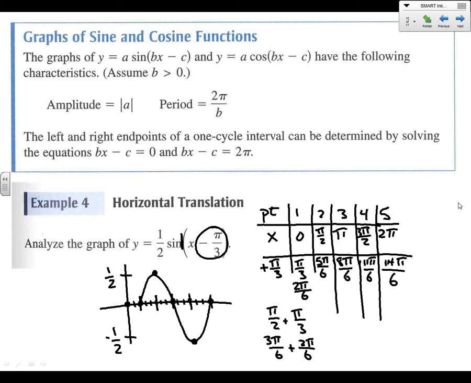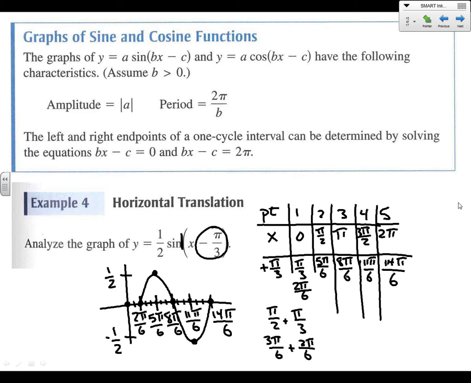And our points now are 14 pi over 6, 11 pi over 6, 8 pi over 6, 5 pi over 6, and 2 pi over 6.